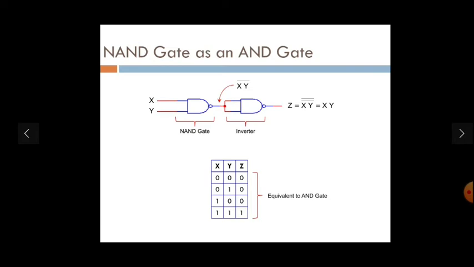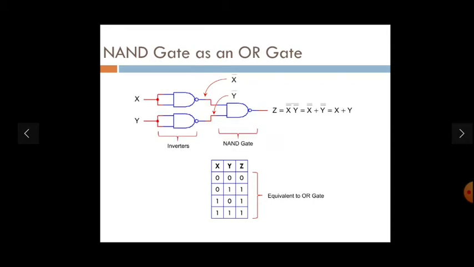When two inputs X and Y are 0 0, the output Z is 0. When X is 0 and Y is 1, the output Z is 0. When X is 1, Y is 0, the output is 0. When X and Y both are 1, then output Z is also 1. See this truth table, which proves that this is the truth table for AND gate, exactly equal to the AND gate, right?